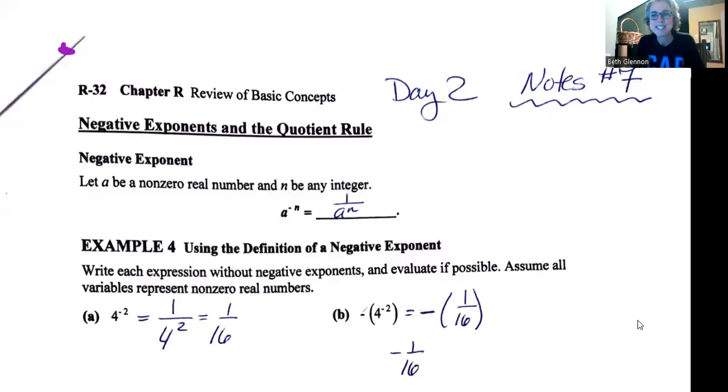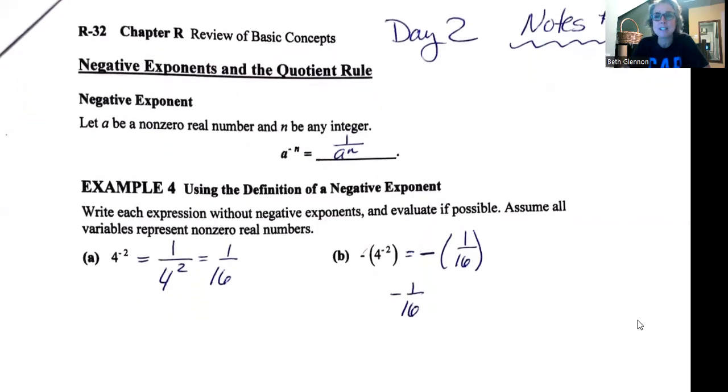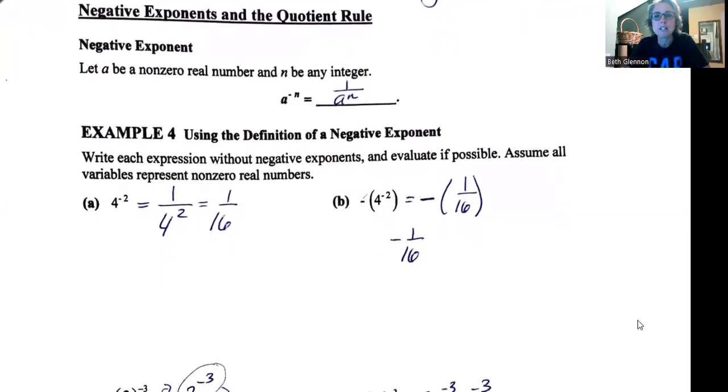Hi, math lovers. Let's talk about notes number 7 today. We're going to talk about exponents and the quotient rule. So maybe this is a little bit of a review for you. That's fine. Maybe you were absent the day that you learned it and you were never really sure, but let's just go through it real quick, give you a good overview.